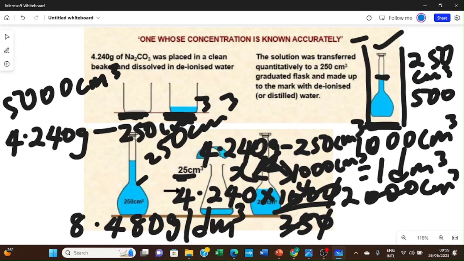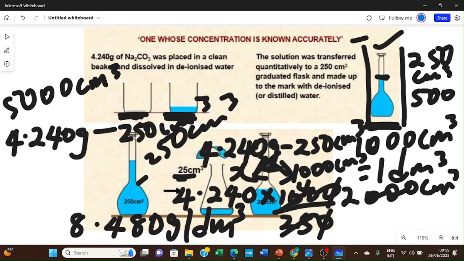That means 8.480 gram of sodium carbonate is dissolved in 1000 cm cube of distilled water. But in 250 cm cube, it will be 4.240 gram in 250 cm cube. So 4.240 gram of sodium carbonate in 250 cm cube is equivalent to 8.480 gram dissolved in 1000 cm cube of distilled water.